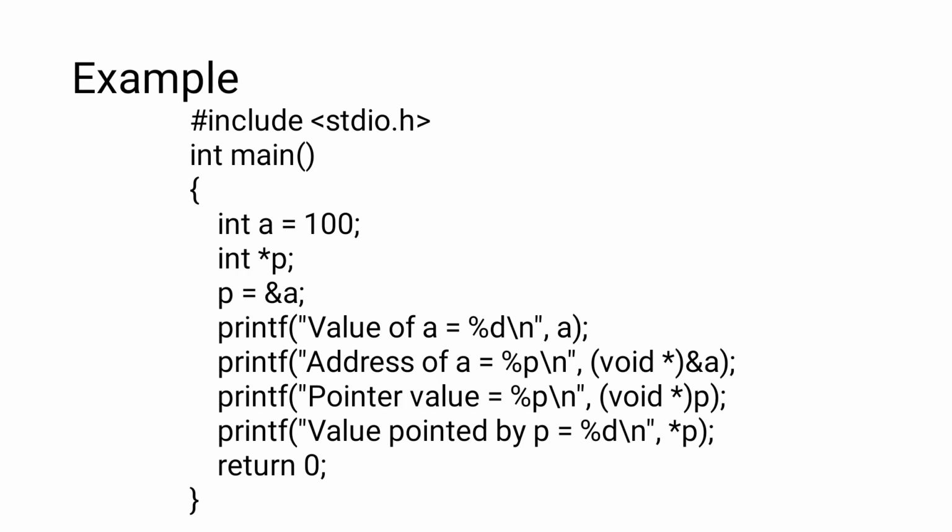Value pointed by p equal to, this is integer type, this is not a memory address. So percentage d, comma, star p. Here star represents the dereference operator, which is used to access the memory location value pointed by pointer p. And next I am not returning any value, so return 0.